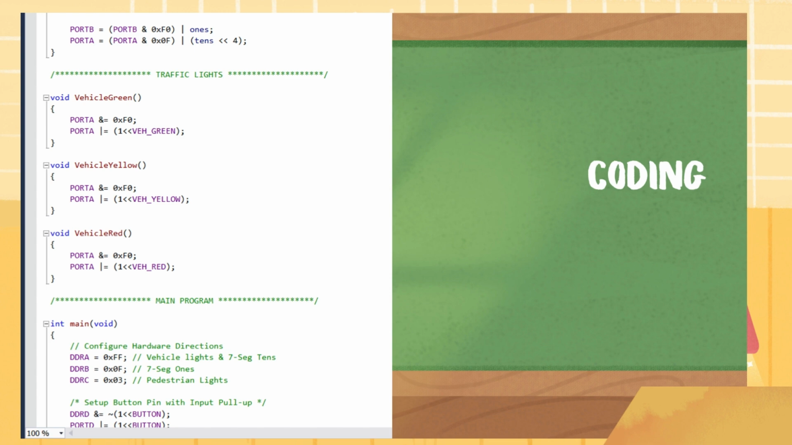For the main function, the main function is the starting point of the program. When the ATMEGA64 is powered on, it immediately begins executing the instructions inside this function. The while(1) loop runs forever. Since the traffic light system must operate continuously, the microcontroller keeps repeating the same process without stopping.